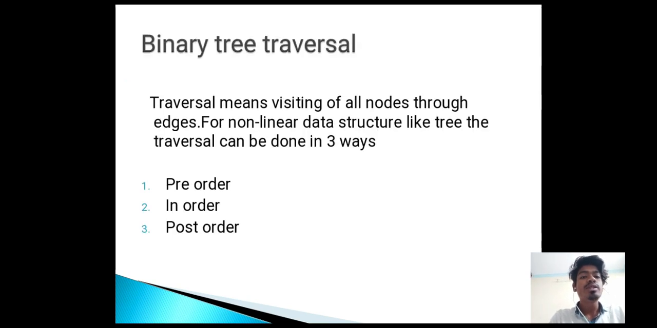So what is binary tree traversal? Traversal means visiting all nodes through edges, moving from one edge to another. For a non-linear data structure like a tree, the traversal can be done in three ways. What are the three ways? They are pre-order, in-order, and post-order.